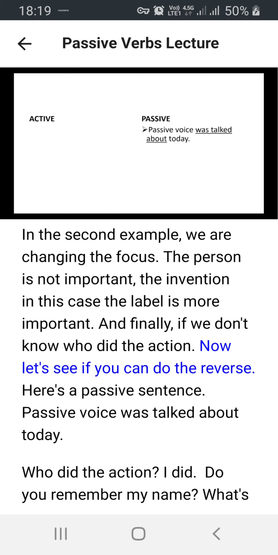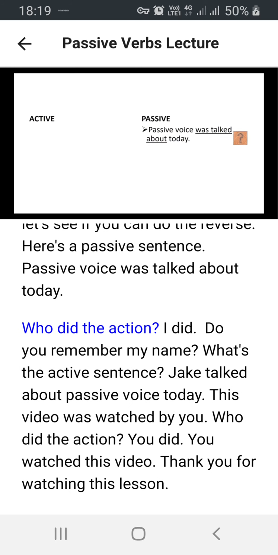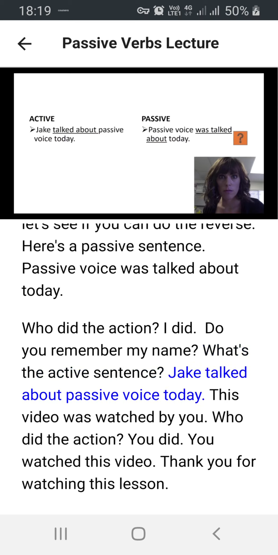Now let's see if you can do the reverse. Here's a passive sentence. Passive voice was talked about today. Who did the action? I did. Do you remember my name? What's the active sentence? Jake talked about passive voice today.